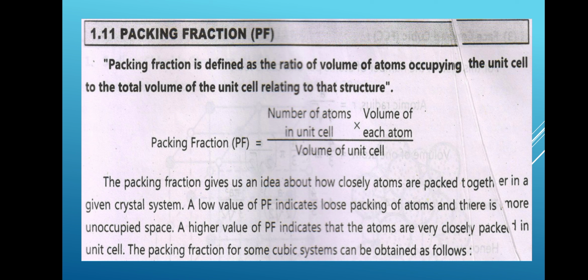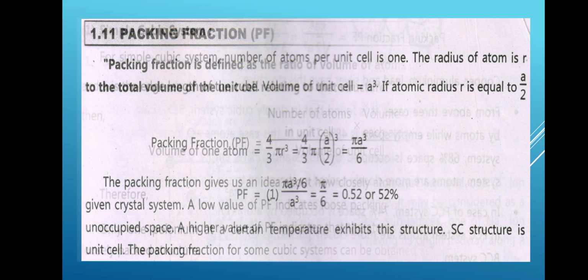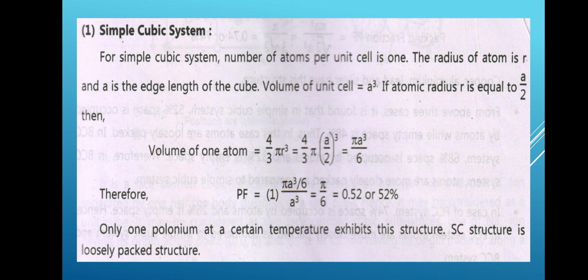The packing fraction for some cubic systems can be obtained as follows. First one is simple cubic system. For simple cubic system, the number of atoms per unit cell is 1. The radius of atom is r and edge length of the cube is a. Now volume of unit cell is equal to a cube.